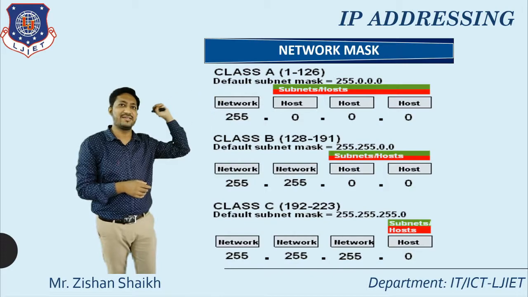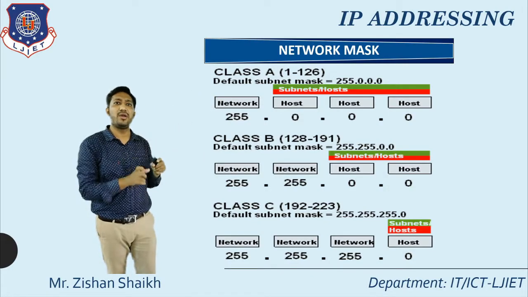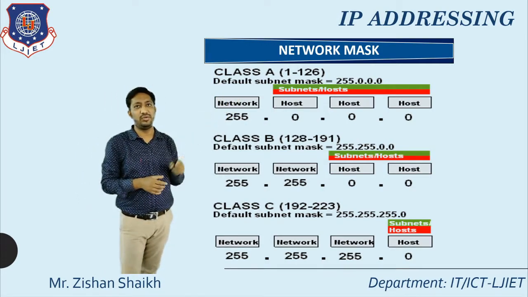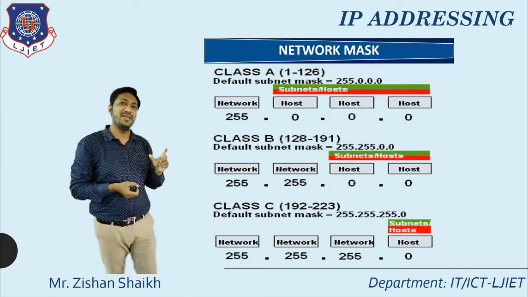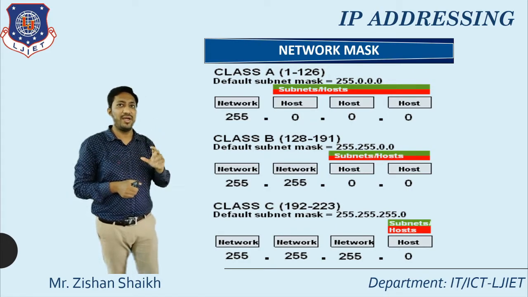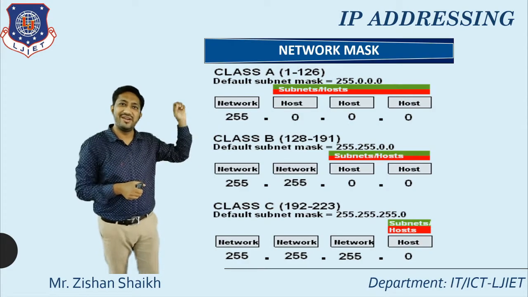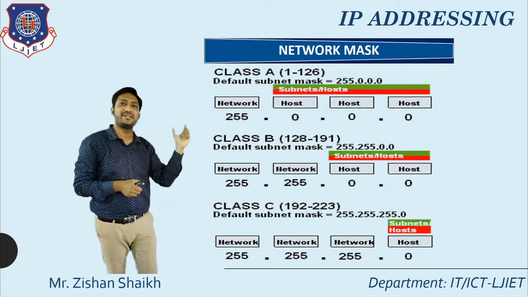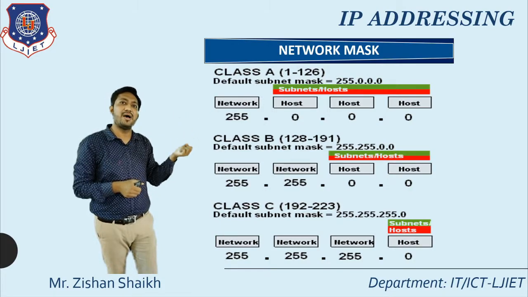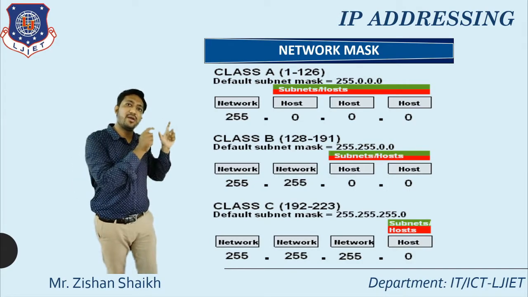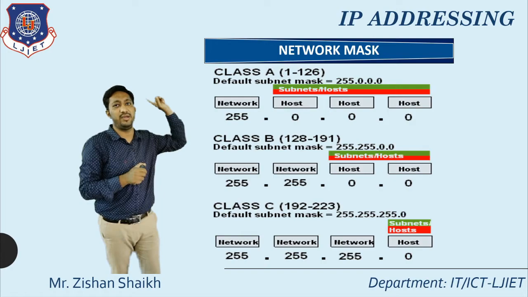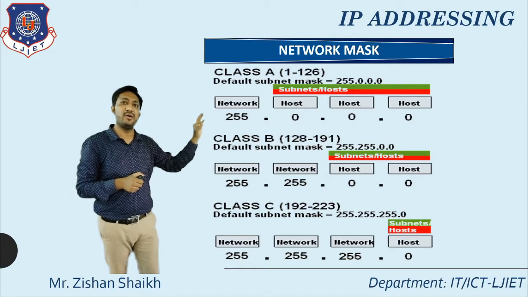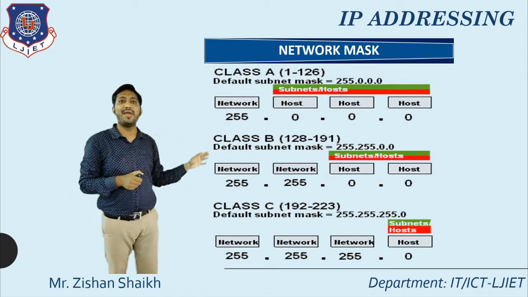For class A, the network mask is 255.0.0.0. We already know class A uses the first octet for the network and the remaining 3 octets for the host. The network mask does exactly the same task. The first octet is used by the class A range for the network mask, so all bits are 1 there. That's why our default network mask for class A is 255.0.0.0.